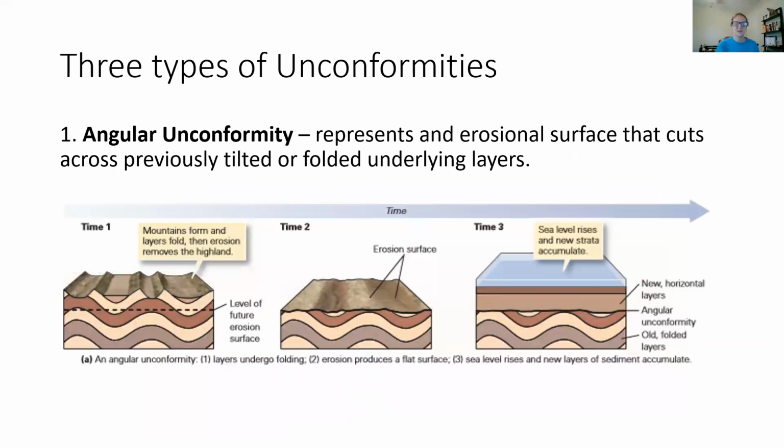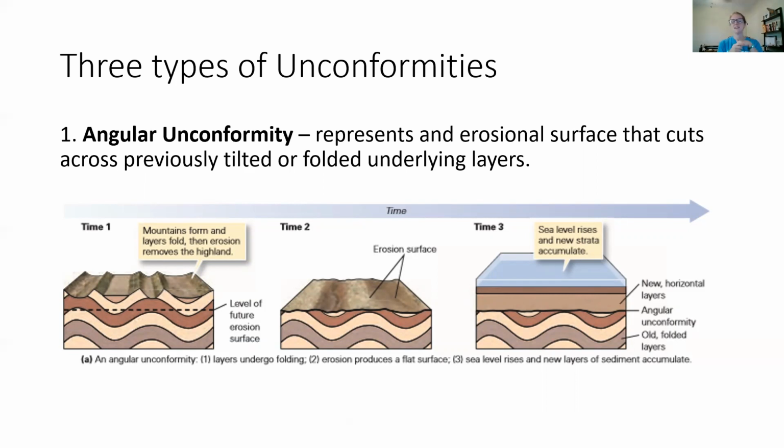Okay, so there are three types of unconformities. The first is an angular unconformity. An angular unconformity occurs when at that boundary in the rock record, below the boundary, the rocks are at an angle, they're tilted, they're folded, something like that. And then on the other side of that boundary, the rocks are flat or at maybe a different angle.